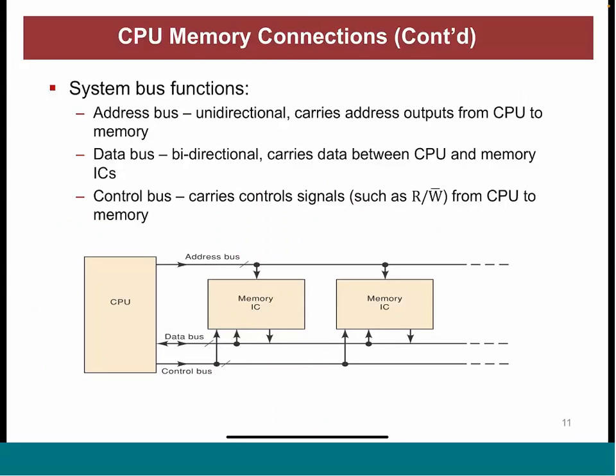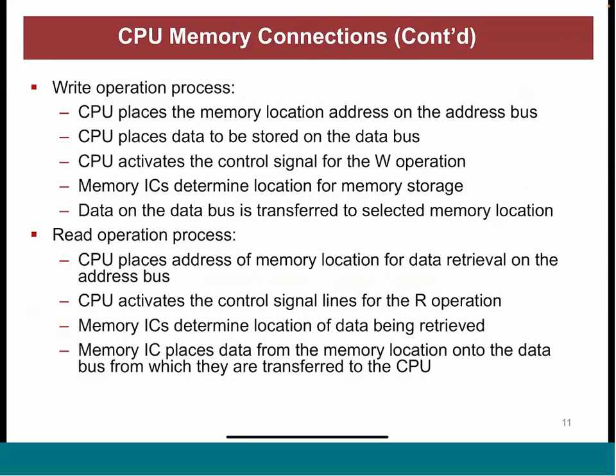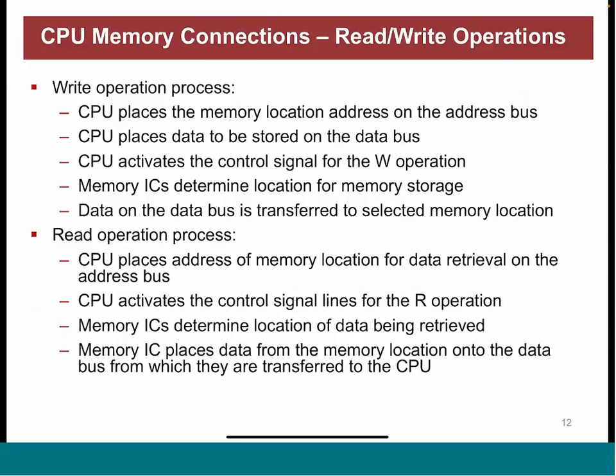I talked about this. This is what I was describing in the previous slide. So data bus, control bus, and right. This is how the CPU performs the read-write operation. First, the CPU places the memory location address on the address bus. The CPU places data to be stored on the data bus. This is for the write operation, yeah? So I'm describing the write operation.